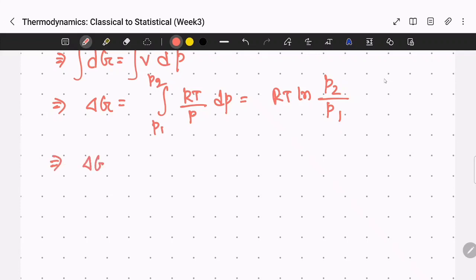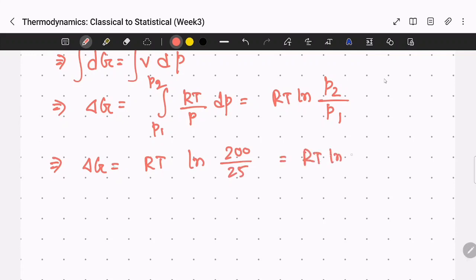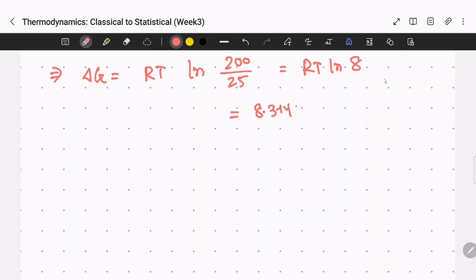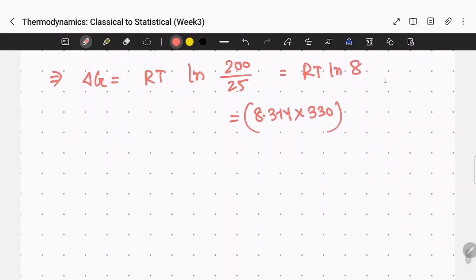So if you calculate, then del G equals RT ln, what is P2 and what is P1? P2 is 200 and P1 is 25. That means P2 by P1 is 200 by 25. So essentially it is RT ln 8. What will be RT ln 8? Let us calculate. R will be 8.314. T is 273 plus 57, which is 330, into ln 8. So it will be 8.314 into 330 into ln 8, it is 5705.19 joule. Okay, this is for ideal gas.